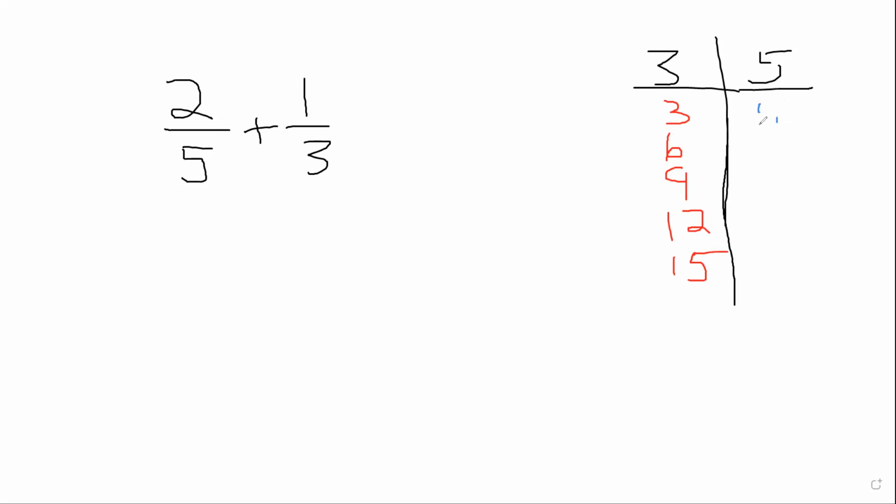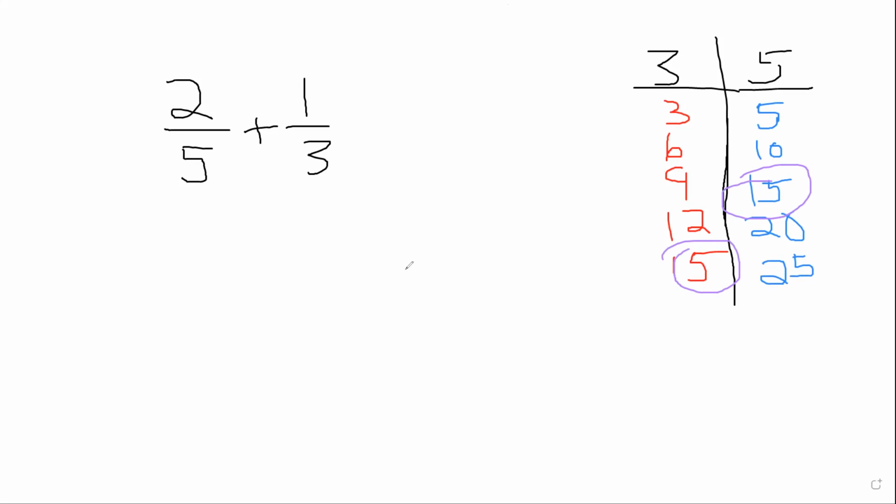5 times 1, 5. 5 times 2, 10. 5 times 3, 15. 5 times 4 is 20, and 5 times 5 is 25. All right, looking at that list there, what do you see as our least common multiple? Go ahead and respond to that question now. Nice work. You guys figured it out. It is right there. It's 15, right?